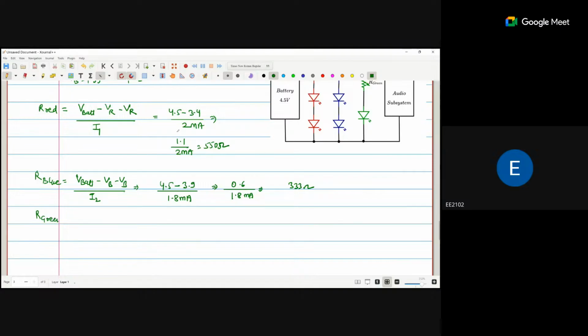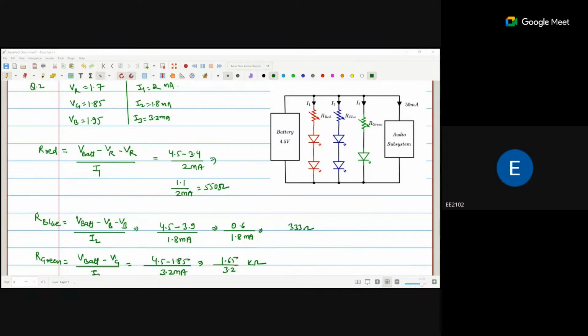And R green is (V bat minus VG) upon I3. 4.5 minus 1.5 divided by 3.2 milliamp. So 1.65 divided by 3.2 kilo. Okay, so you can calculate this one. It is mentioned in the second part: calculate the battery rating to operate the current for minimum 10 hours.